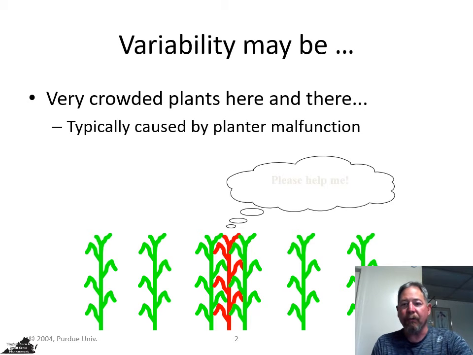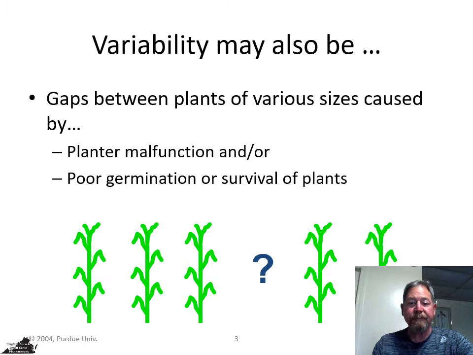So let's talk about some of the sources of variability in terms of our corn stands. If we have very crowded plants here and there, it's typically caused by a planter malfunction. It could be lots of things. Could be a problem with a meter, could be a problem with vacuum, could be simply seed bouncing around in the seed tube. But all of those things contribute to this. And it's illustrated by this plant here in red where it says, "please help me." But honestly, there's way too much competition there between those neighboring plants, and that plant is going to suffer, as will neighboring plants, and yields will not be anywhere near optimum like they should.